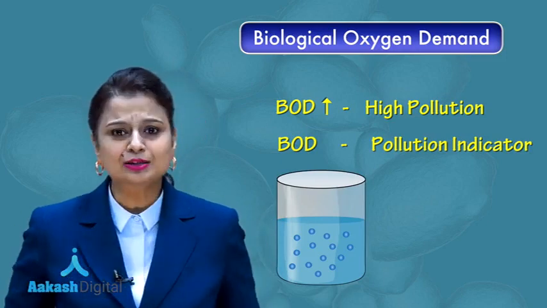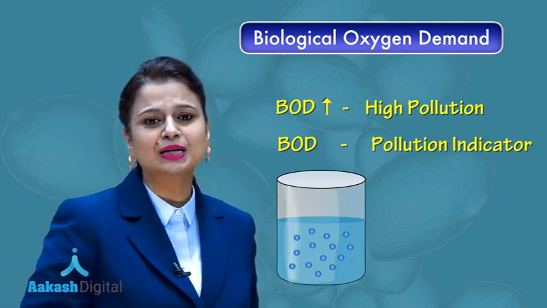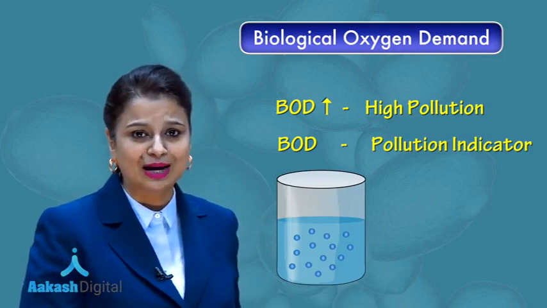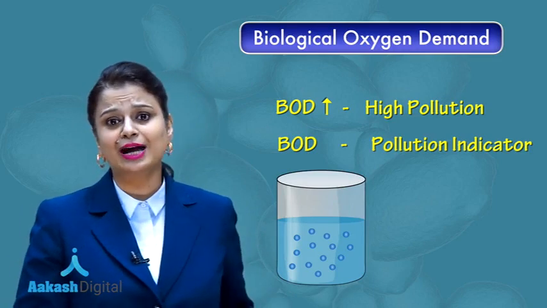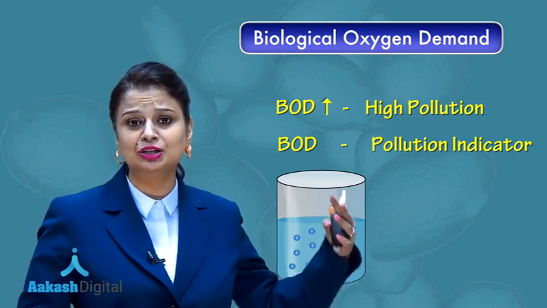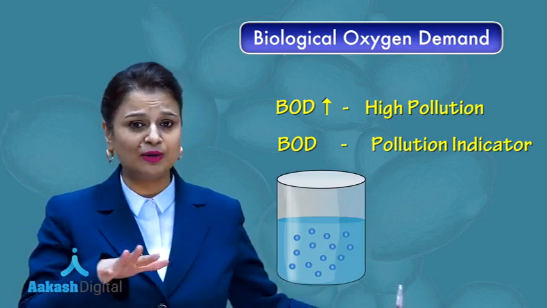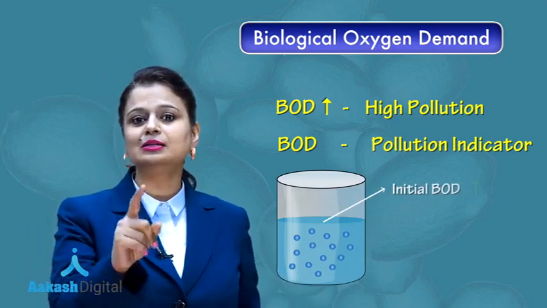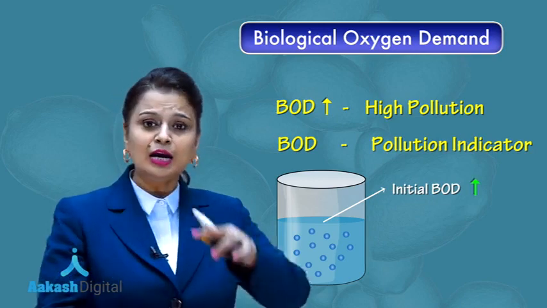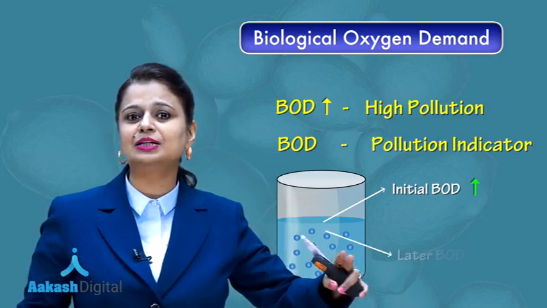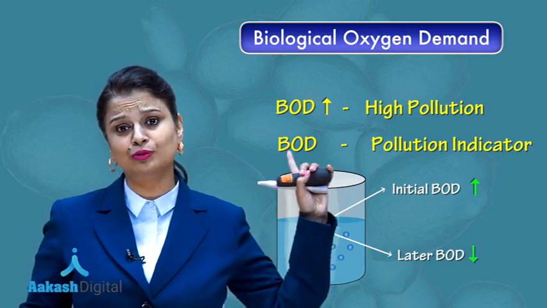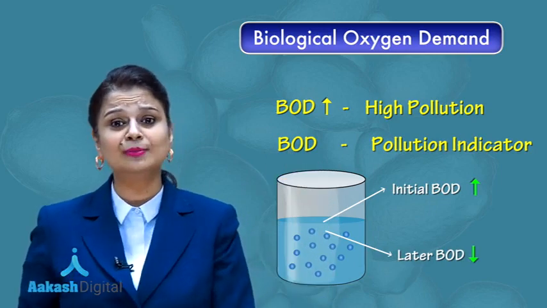Now slowly, microbes are going to digest organic matter. Due to digestion of organic matter, biological oxygen demand decreases. Very, very important. Initial demand is high because organic matter is high. Slowly organic matter will decrease. So this is also going to decrease biological oxygen demand.